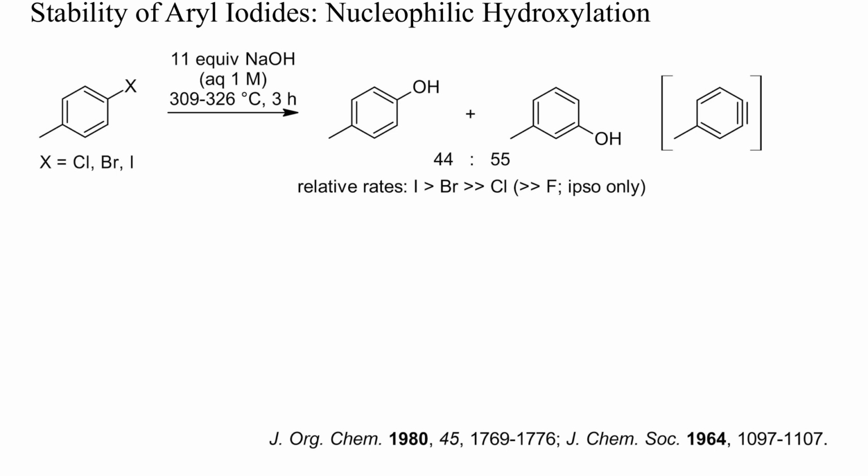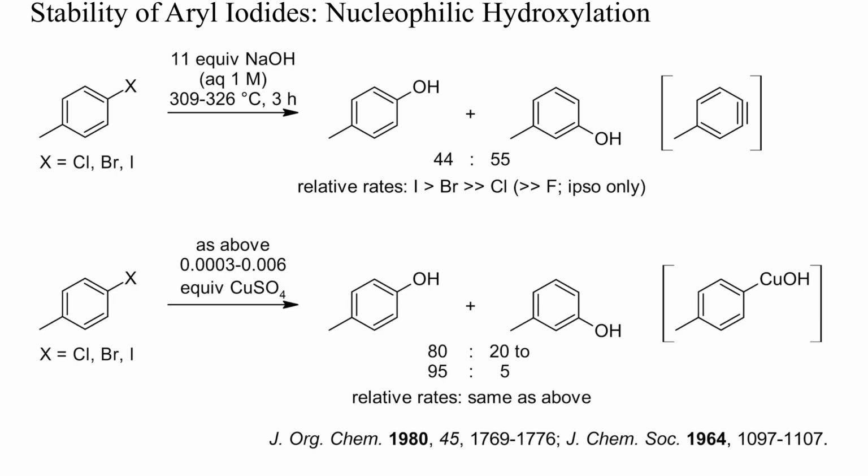Hydrolysis of 4-halotoluenes with an excess of sodium hydroxide, for example, gave an almost equimolar mixture of 2 cresols, and the iodide reacted faster than the other halides. Even traces of copper sulfate increased the regioselectivity of the substitution, and the aryl iodide still reacted fastest.